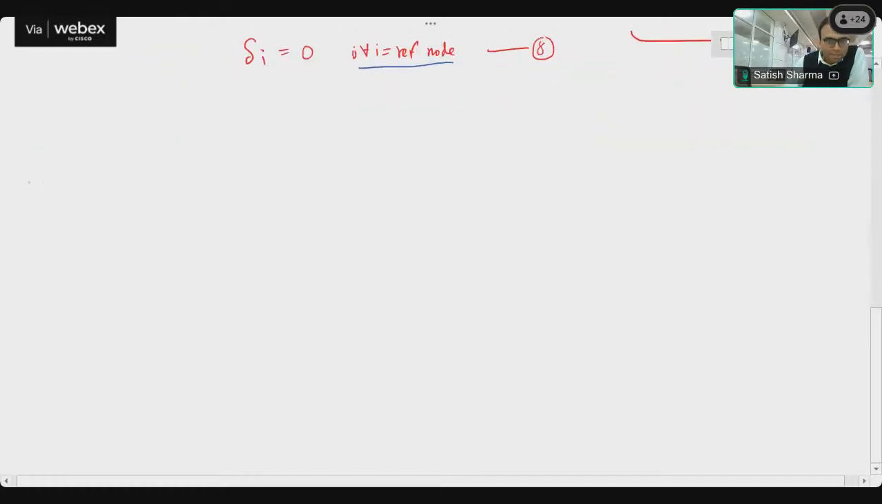So in ACOPF, the objective function which we have considered is the minimization of cost. This objective function we considered. Sometimes we can have another one. The question is, should QF limits be considered?